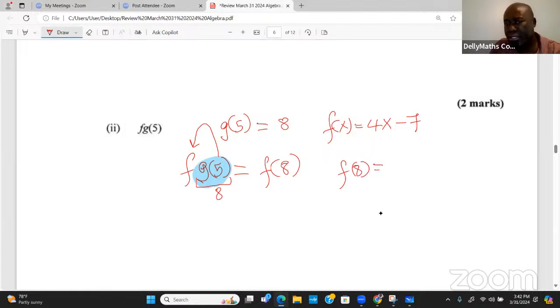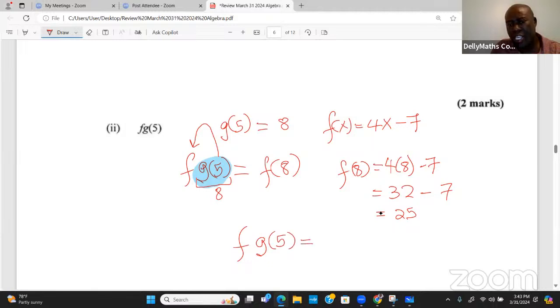So 4x would become 4 times 8, and then minus 7. 4 times 8, that's 32, minus the 7, and I believe that this is 25. So the conclusion is that f of g of 5 is equal to 25. And we would have answered the question that they asked right here. There it is.